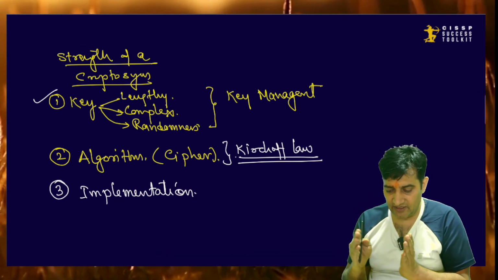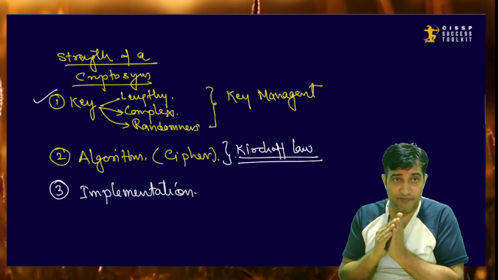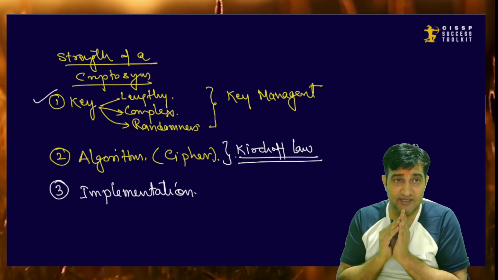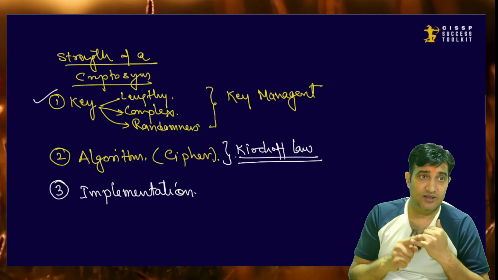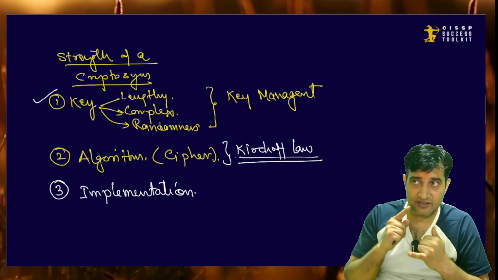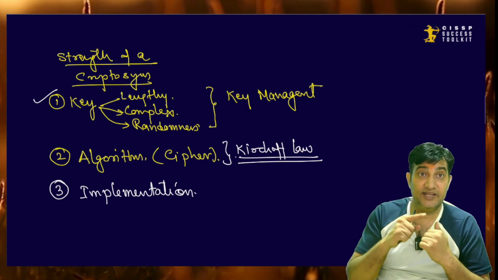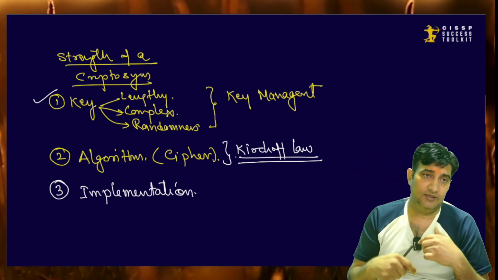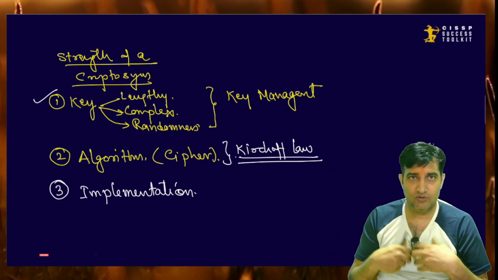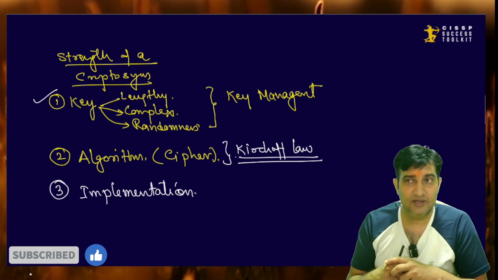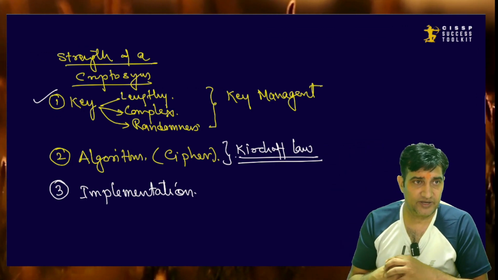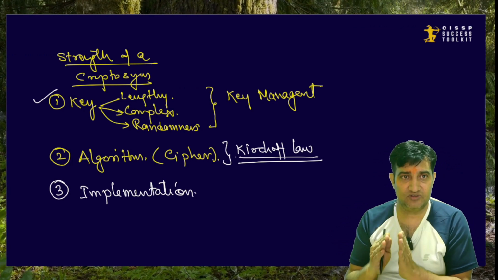So the base concept says that the strength of a particular crypto system depends on the key, its complexity, its length and its randomness, and the entire key management. Then the particular algorithm or cipher you are using is also very important, and the way you implement it is also very, very important. So these are the key concepts which you need to remember.